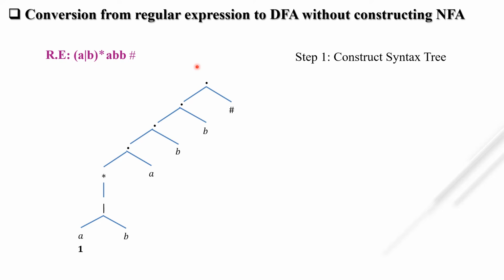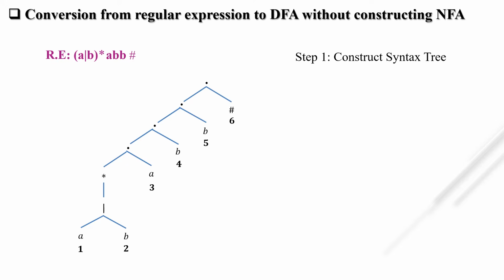So now we have to give the number from left to right. For the operands we give numbers starting from 1. So for A we give the number 1, and for B we give the numbers 2, 3, 4, 5 and 6.